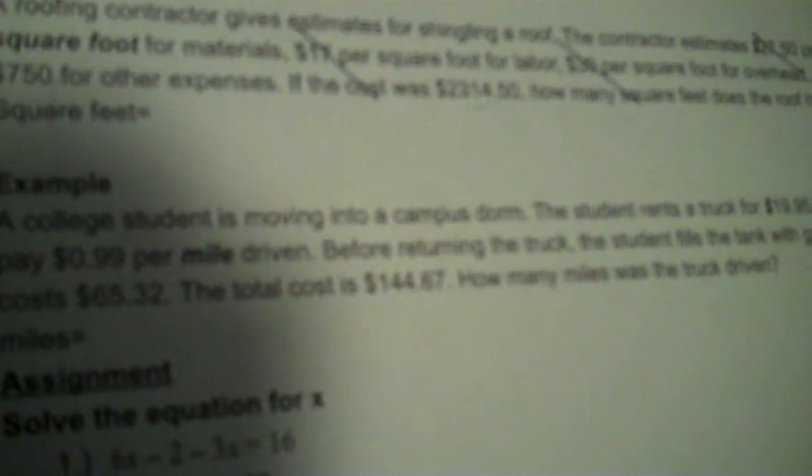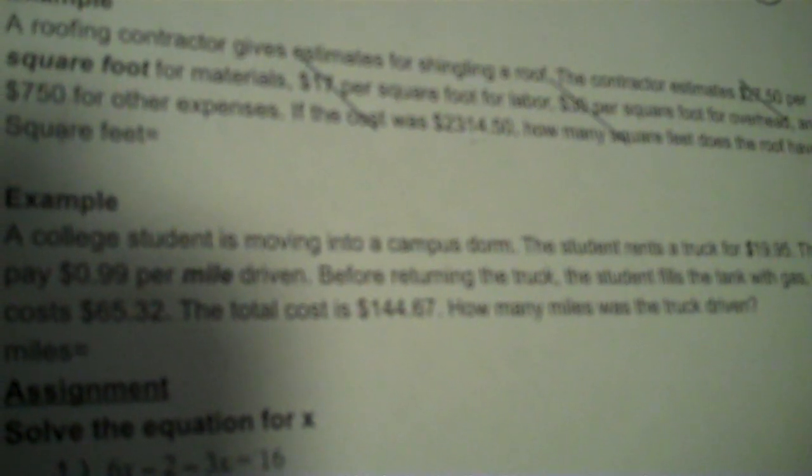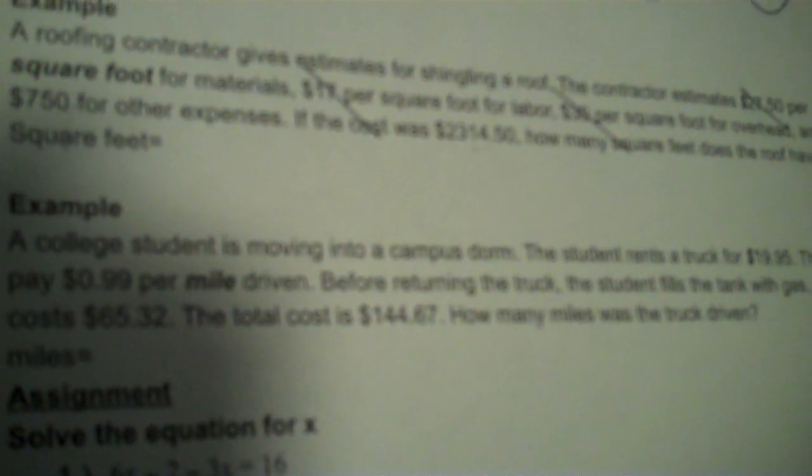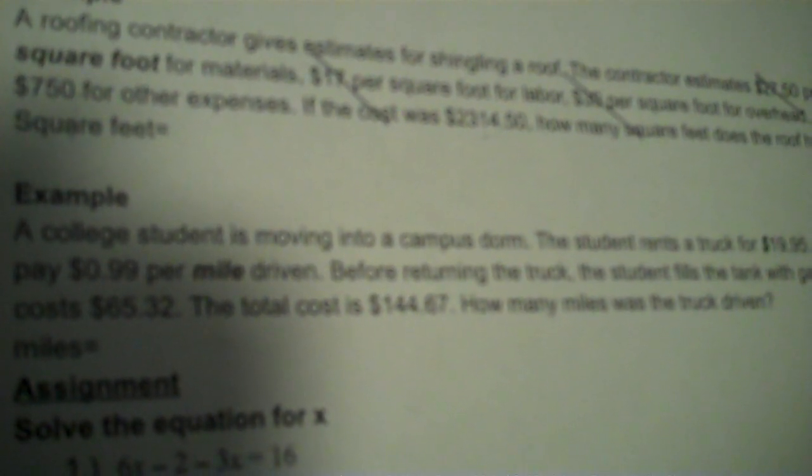Last one, example. A college student is moving into a campus dorm. The student rents a truck for $19.95. They also pay 99 cents per mile. Before returning the truck, the student fills a tank with gas, which costs $65.32. The total cost is $144.67. How many miles was the truck driven? So miles equals. See, I get a kind of confusing problem like this, and this at least gives me a puncher's chance, rather than just I have no idea how to do anything, okay?